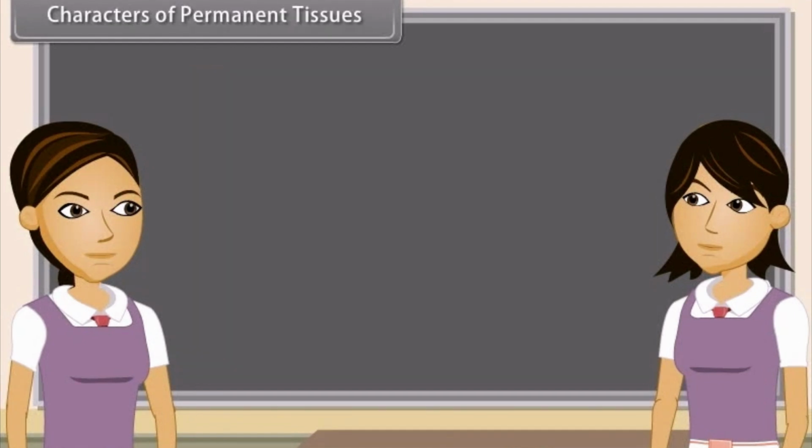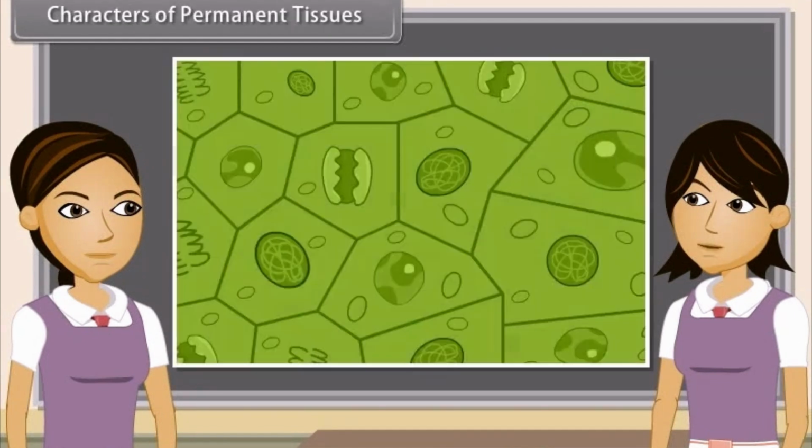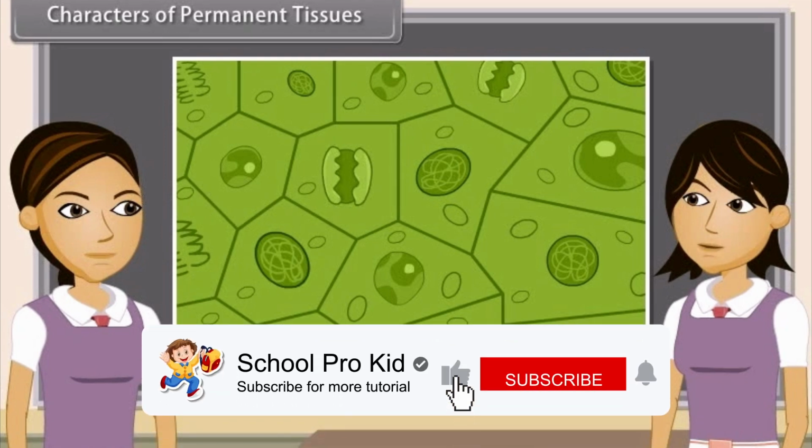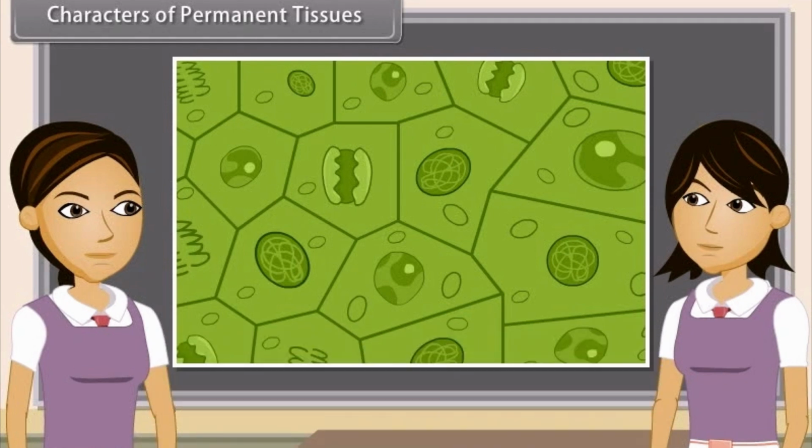Characters of permanent tissues. In permanent tissues, cells are thin or thick-walled, living or dead and mature. The shape of permanent tissues may be oval, rounded, polygonal or elongated, fiber-like. They have intercellular spaces. Cytoplasm is vacuolated. Because they have lost the power of division, they do not help in growth.